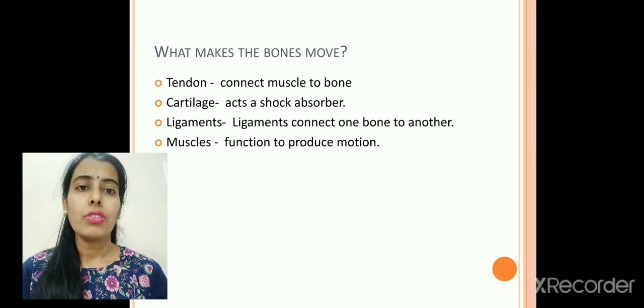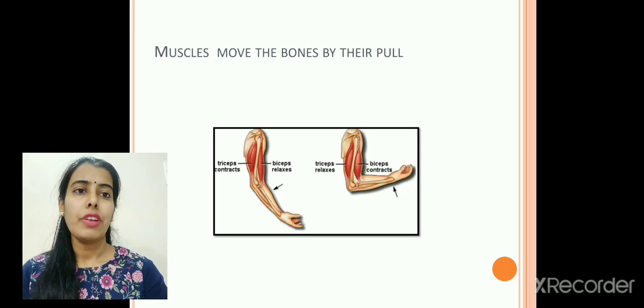Cartilage. This is the soft tissue present at the ends of the bones, at the joints. It acts as a shock absorber. Ligaments are the connecting bands. They connect one bone to another, so they help to keep the bones in place. Muscles. Muscles function to produce motion.